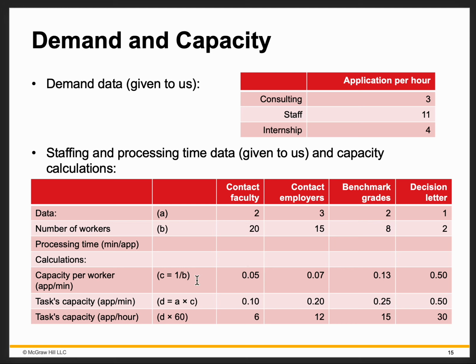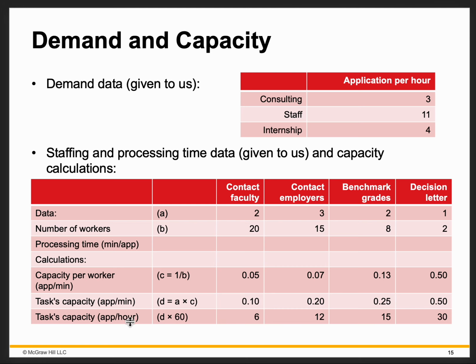So with that, you can calculate the task's capacity as the number of applications per minute. So this will be 1 divided by 20, which gives you 0.05, times 2, which will give you 0.1. 1 divided by 15 will give you 0.07, times 3 will give you 0.2. It should be 0.21, but there are some rounding errors here and there. So just remember that. Then 1 divided by 8 is actually 0.125. Multiply that by 2 and it will give you 0.25, right?